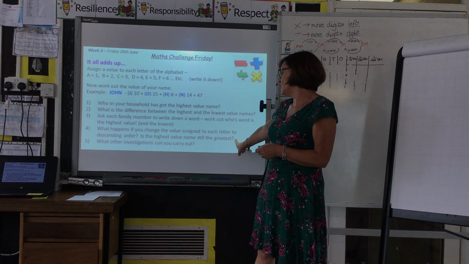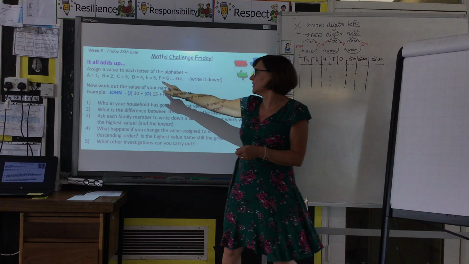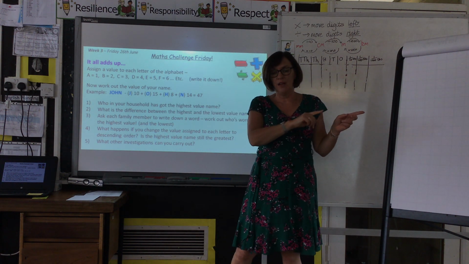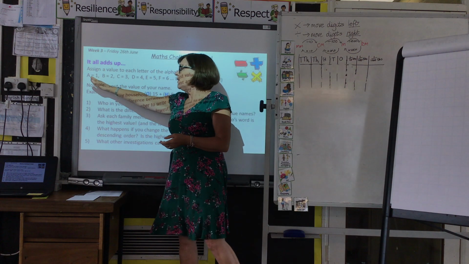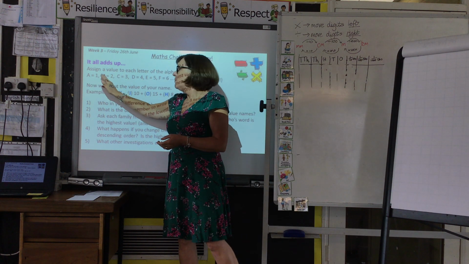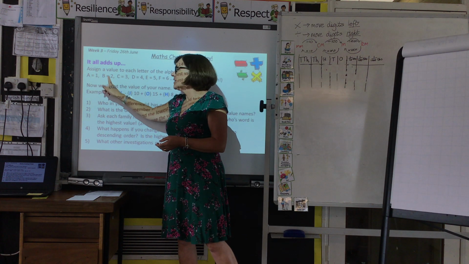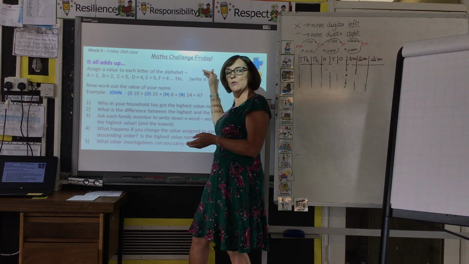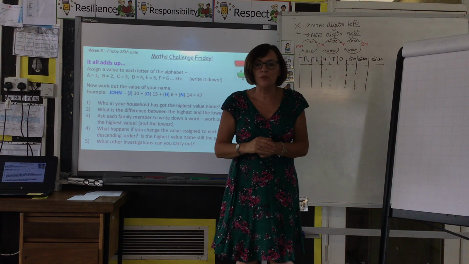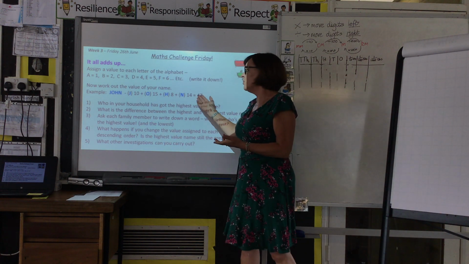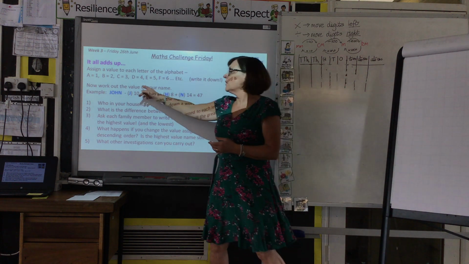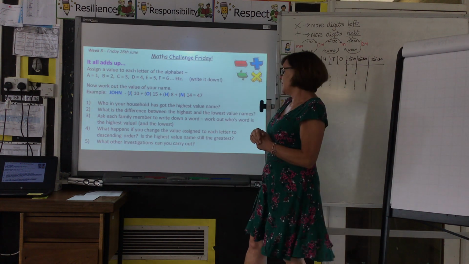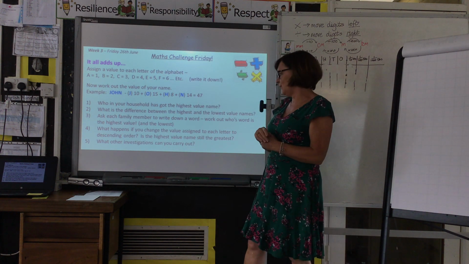What happens if the value is assigned in descending order? These are going up in ascending order, so they are getting bigger. If it was descending order, A would be 26, B would be 25, C would be 24, so it would be going down in order. In which case, if you want a high value word, you'd want a word with lots of the beginning of the alphabet in it. So think about how you can trick some of the others in your family.